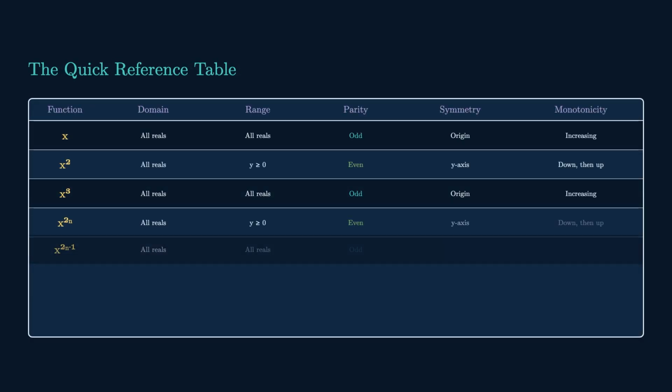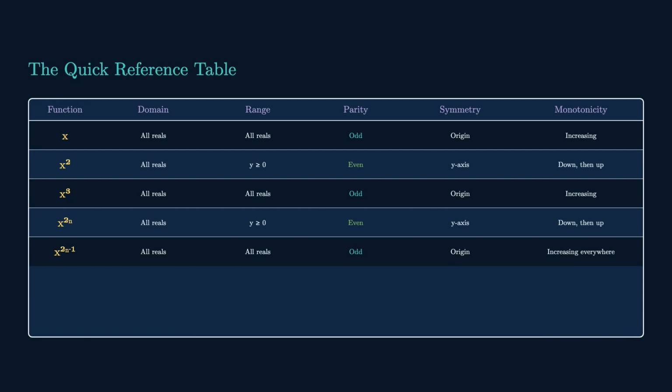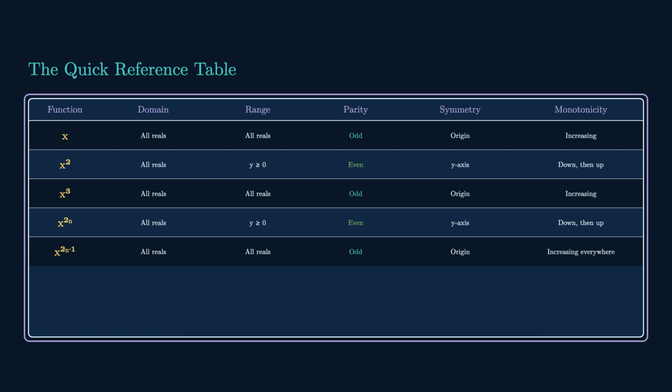So here's everything, in one table. Screenshot this one. 5 functions, and look how they collapse into 2 patterns. The odd ones, x and x cubed and x to the 2n-1, all range over the reals, symmetric about the origin, always increasing. The even ones bottom out at 0 and fold across the y-axis. 2 families. That's the whole picture.